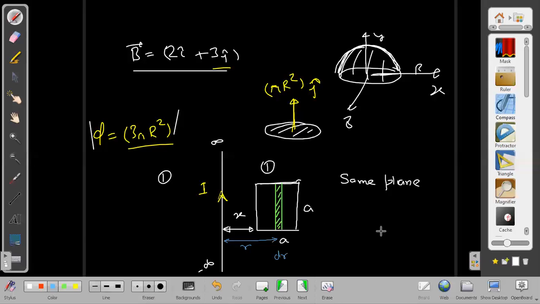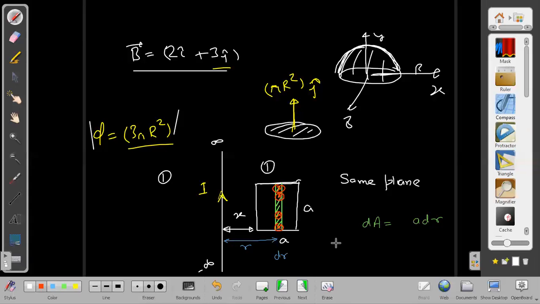What will be the area of this green colored element, dA? That area will be simply a into dr, I think, right? And the magnetic field in this will be in which direction? First, let us see the direction of the magnetic field. If I hold the wire with my hand, then, yes, the field will be entering into it, minus cross. So I can take the area vector inverse also, because the area is perpendicular to this.